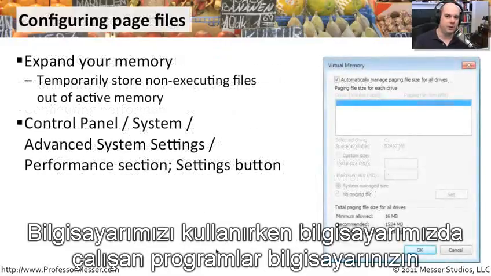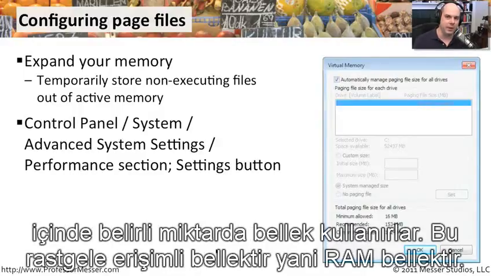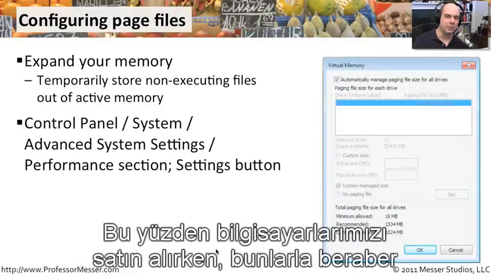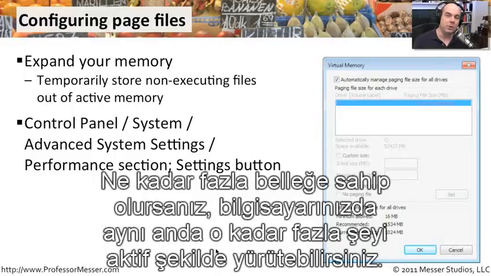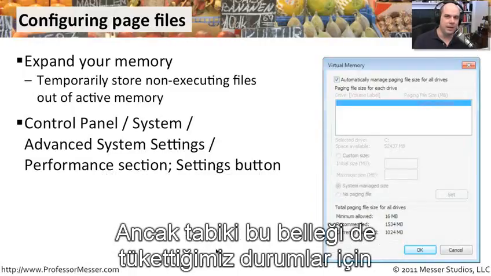When we're using our computers, the applications that are running run in the memory inside of your computer, the random access memory, the RAM. And that's why when we buy our computers, we buy them with 1 gig of memory or 2 gig or 4 gig or sometimes even more, because the more memory you have, the more things can be actively processing at one time inside of your computer. Well, of course, we always run out of that type of memory.